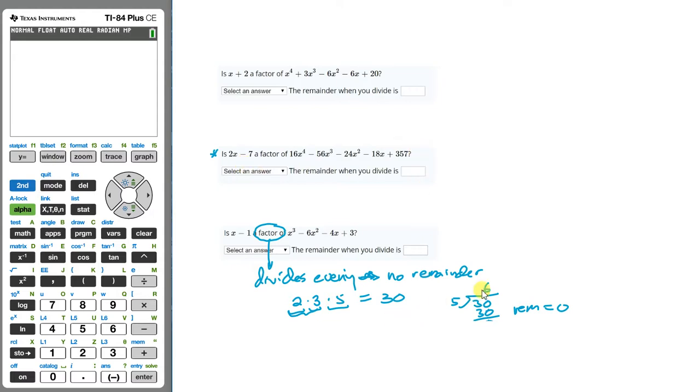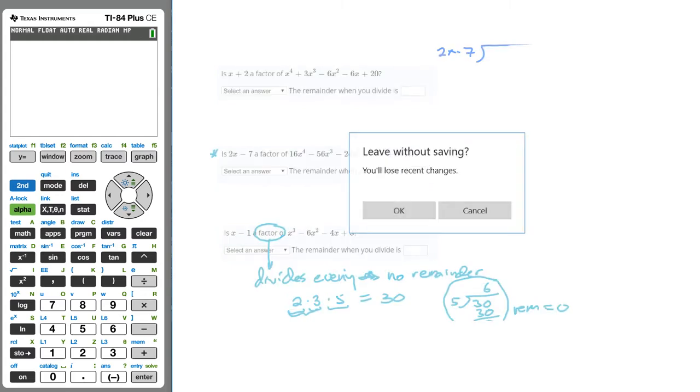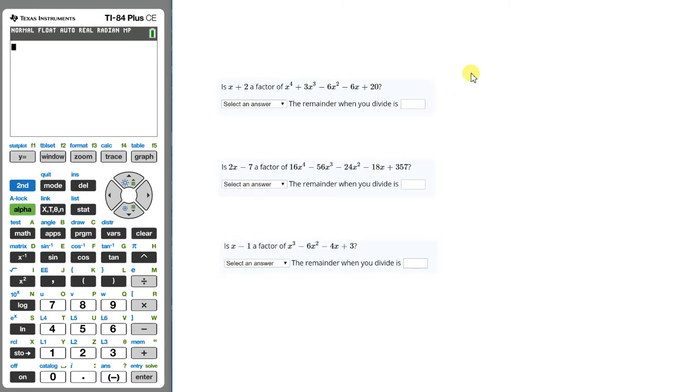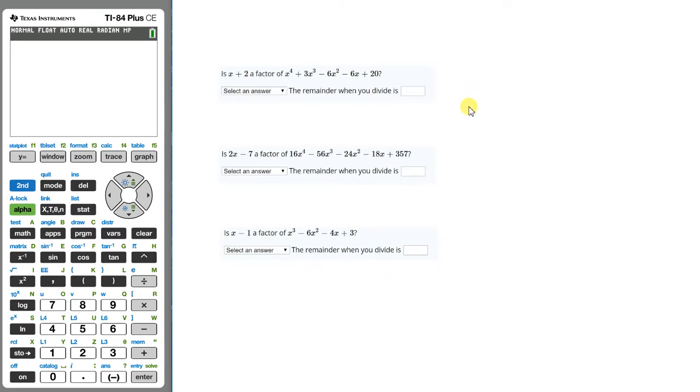So what we're going to do is, just like the long division we do with numbers, we're going to do that same idea here with polynomials. I'm going to take the 2x minus 7, and I'm going to divide it into, whoops, I'm running out of room there. Let me erase. Okay, so I'm going to take the 2x minus 7 and divide it into the 16x to the 4th. Again, we're doing the second little problem here. Minus 56x cubed minus 24x squared, minus 18x plus 357.